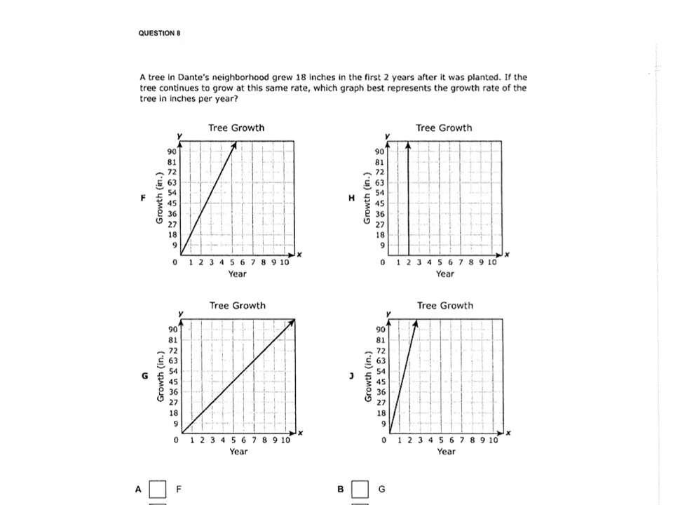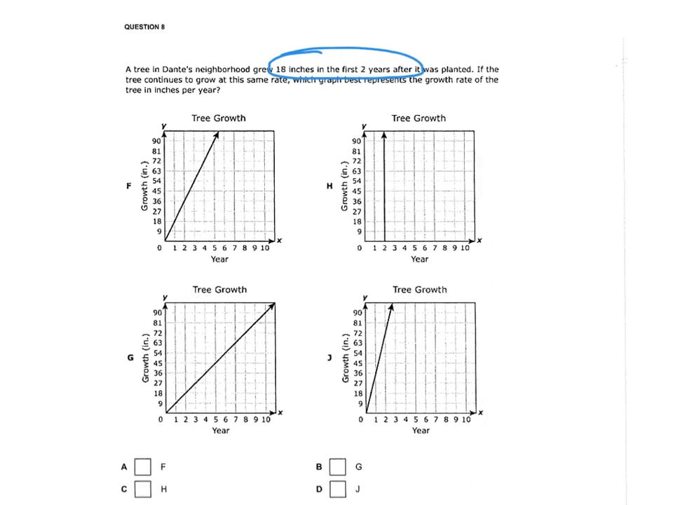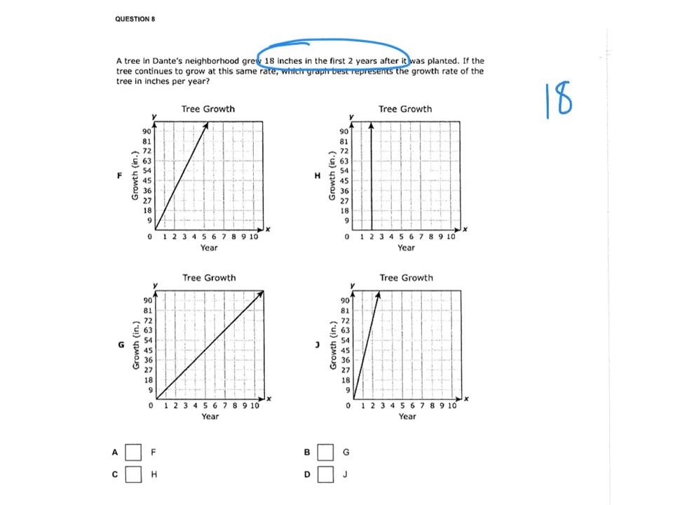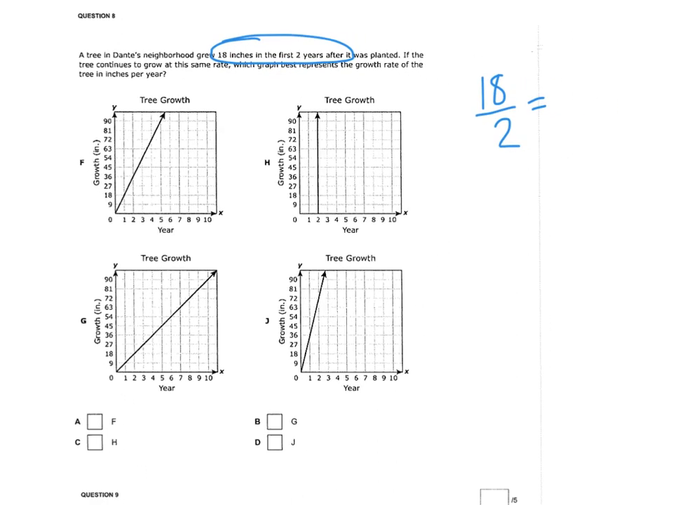A tree in Dante's neighborhood grew 18 inches in the first 2 years after it was planted. If the tree continues to grow at the same rate, which graph best represents the growth rate per year? Okay, so 18 inches in the first 2 years. So that would mean 9 inches per year.